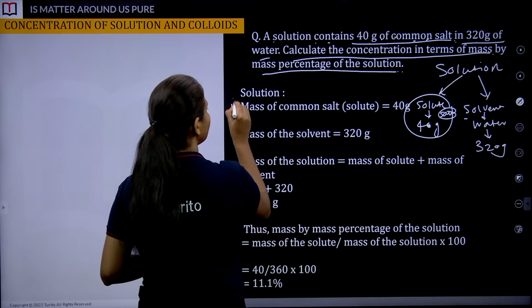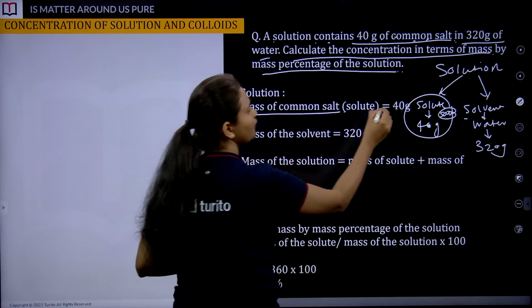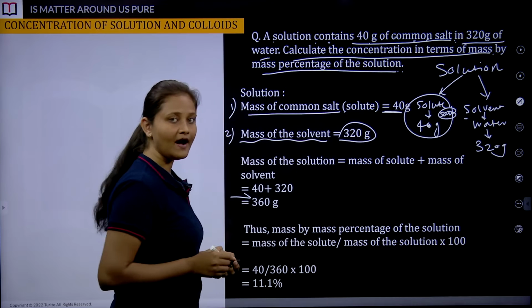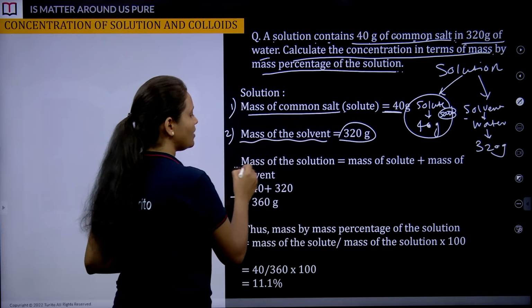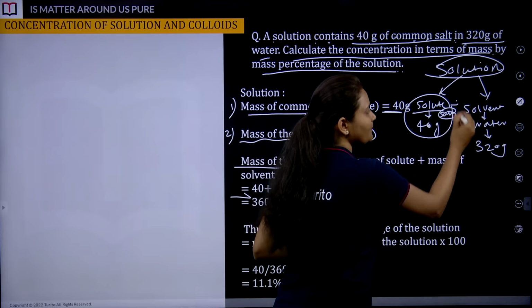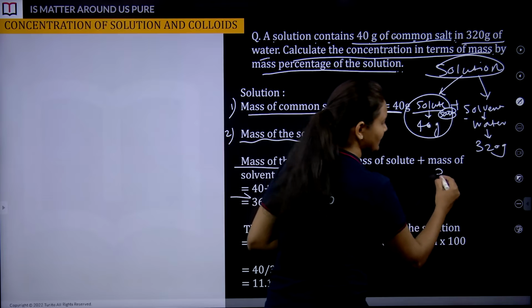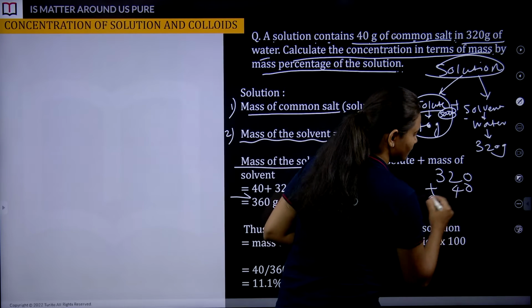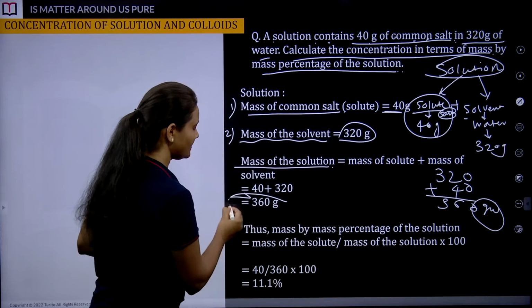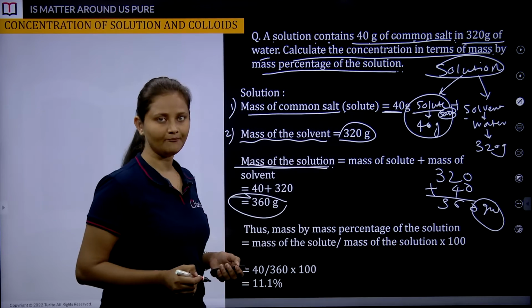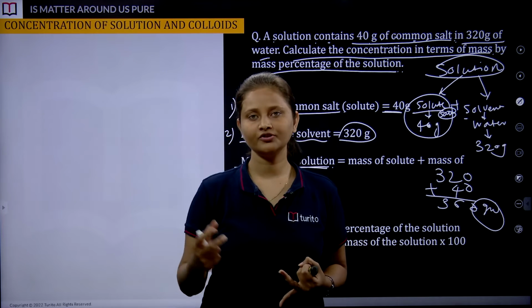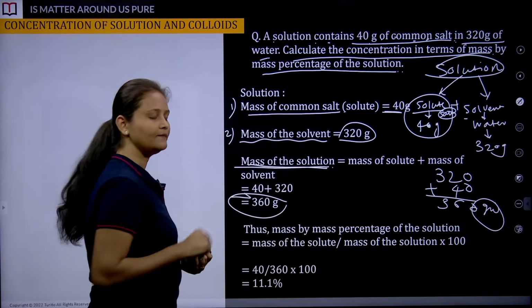Firstly, mass of common salt, which is given, is 40 gram. Second, mass of the solvent, which is 320 gram. Students, to find out the mass of the solution, what will we have to do? Solute plus solvent, right? 320 plus 40, you are going to get 360 gram. So the mass of the solution is 360 gram. That is the mass of the solution.